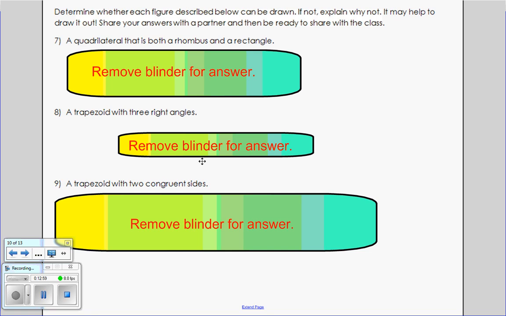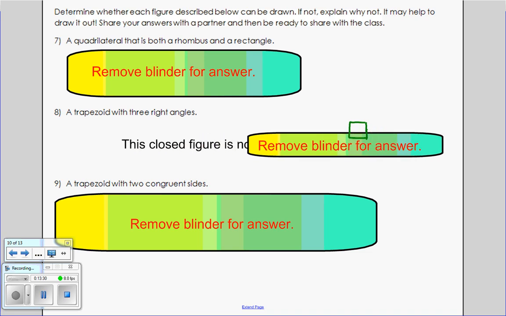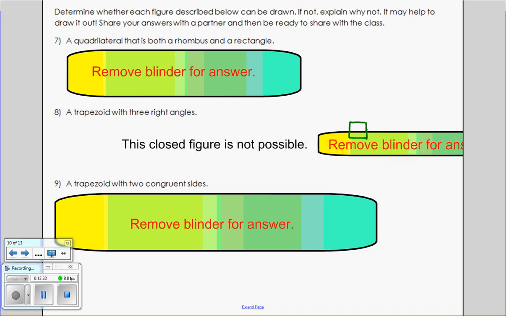A trapezoid with 3 right angles. Well, a trapezoid has only one set of parallel lines. If we are going to draw something, now remember, a quadrilateral has to be a closed figure. You can't leave open gaps, okay? So we can't draw a quadrilateral like this. It has to close up. So is there any way to draw a trapezoid where only one set of the lines are parallel with 3 right angles? No. If it's a closed figure, it's not possible.